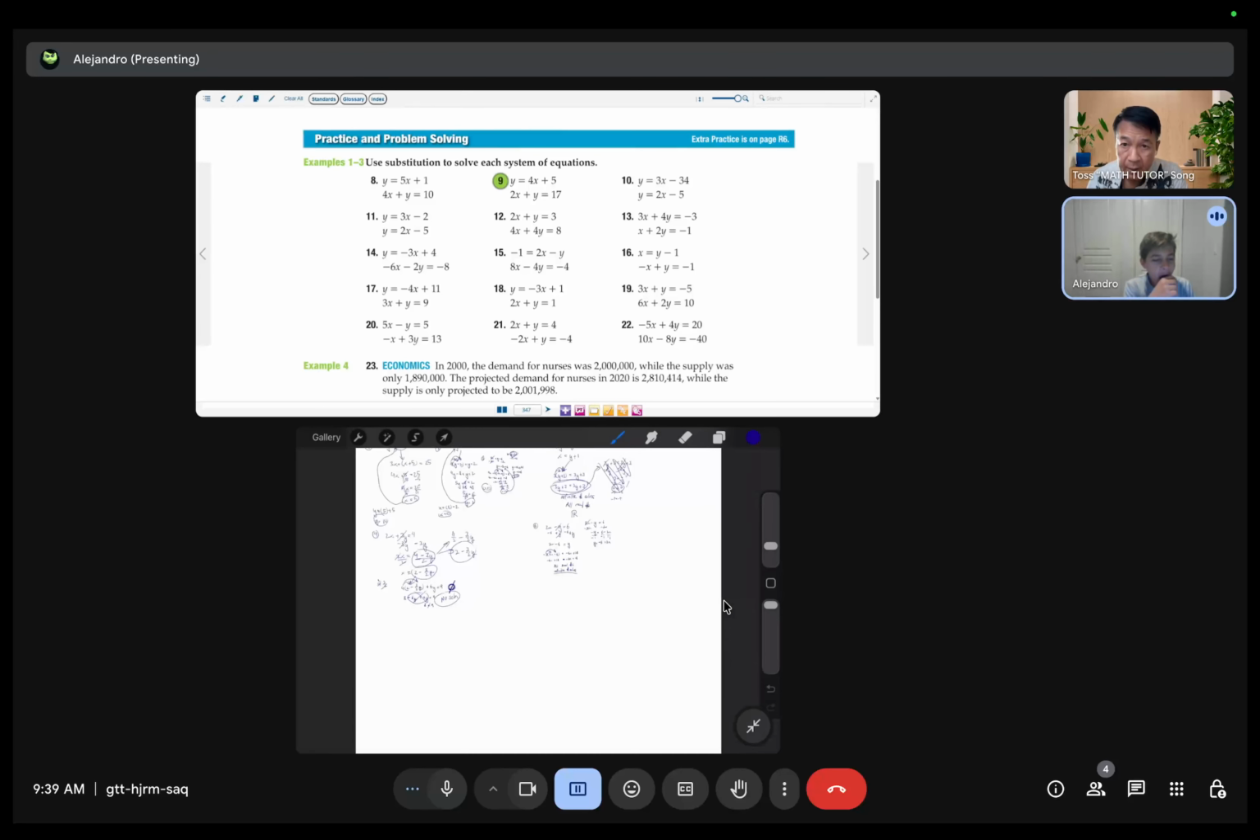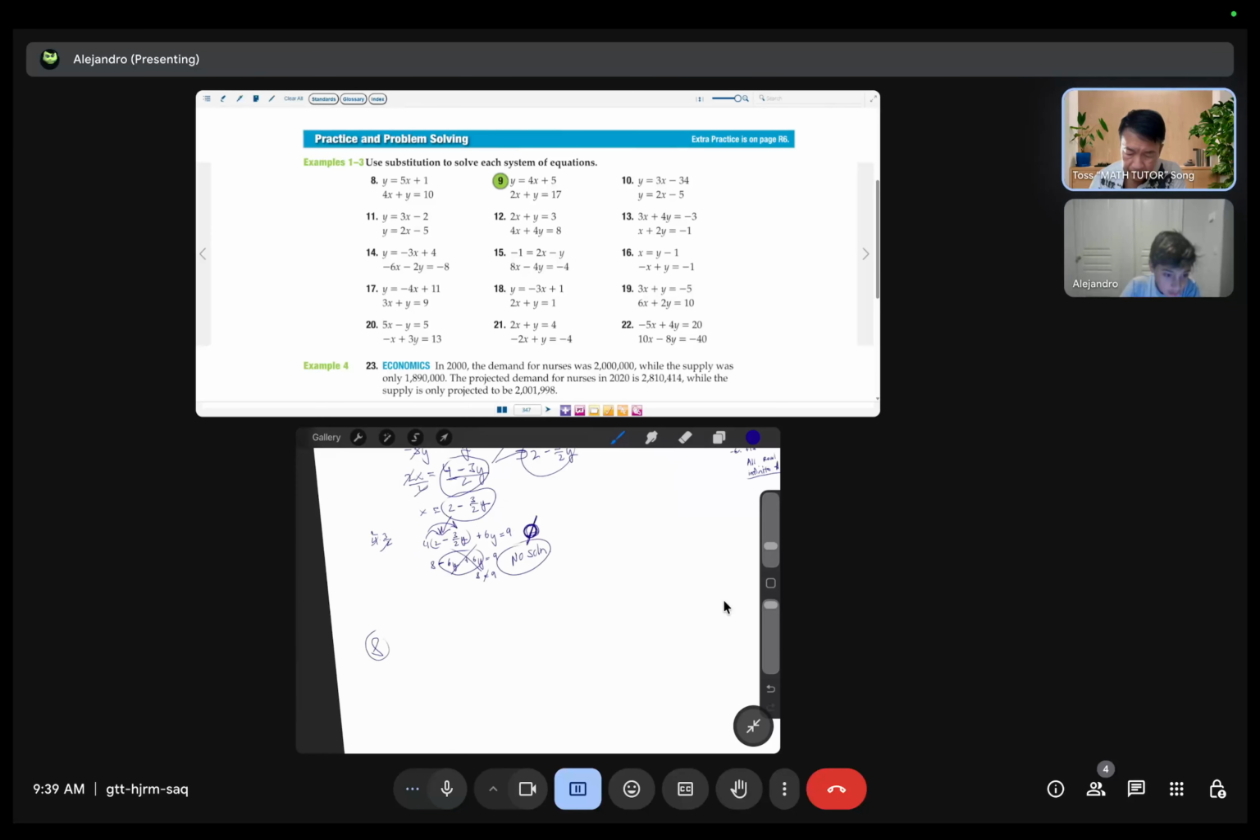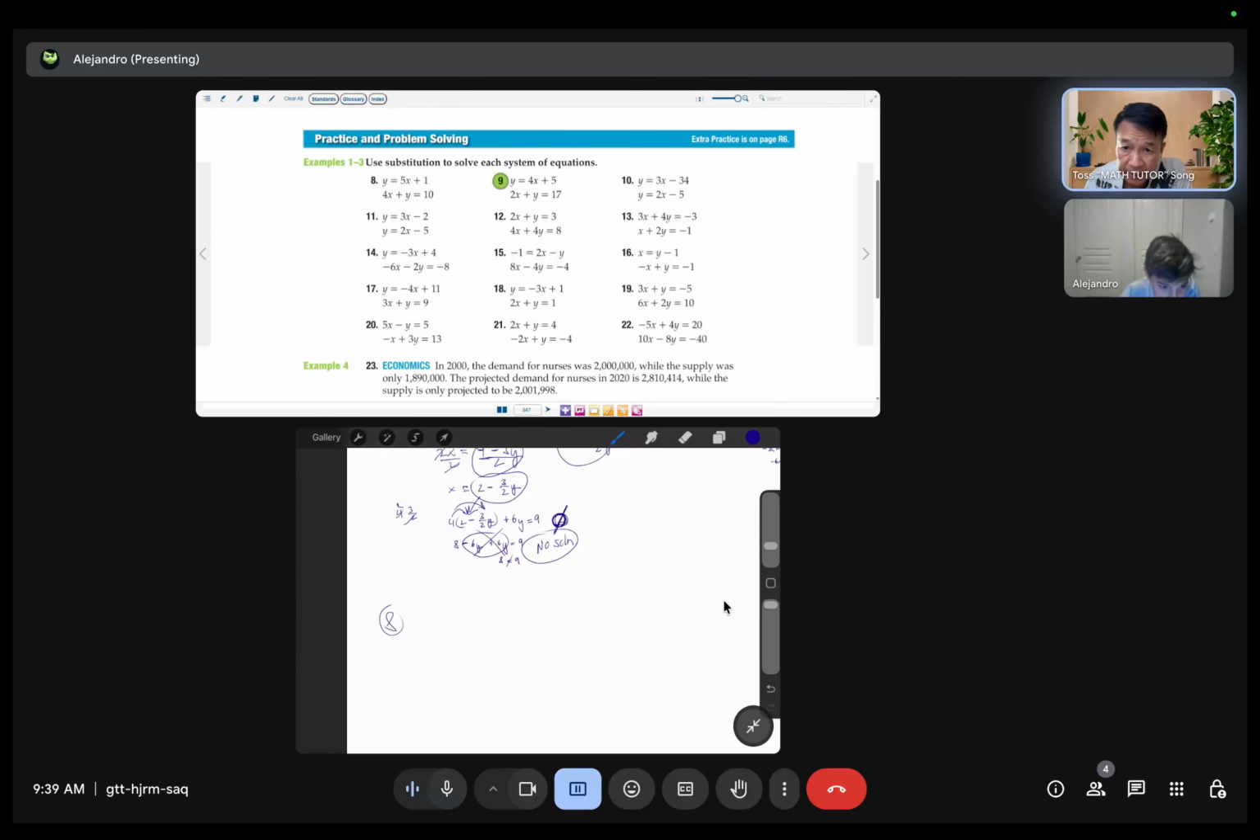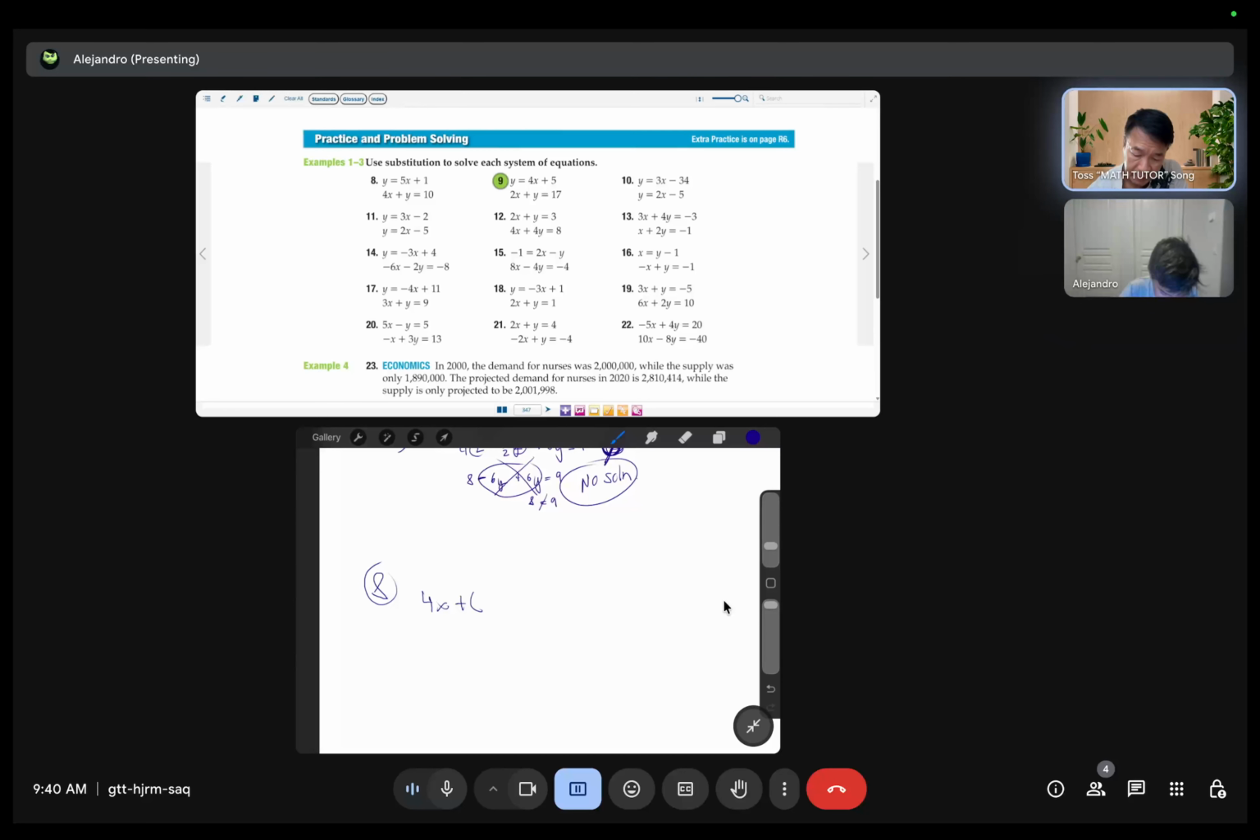All right, number 8. It's still substitution. They already isolate the variable for you. So I'll plug in the 5x plus 1 into the y in the second equation. It looks like this. Here's the second equation plugged in with the y. I'll parenthesize it still. 5x plus 1 equals 10.